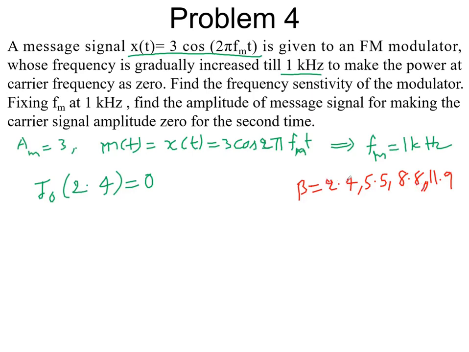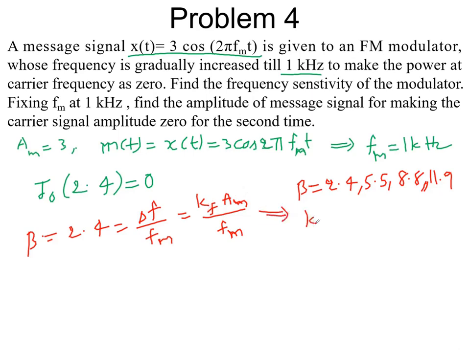Now, the power at the carrier frequency will be 0 whenever your beta becomes 2.4. Beta is the ratio of the frequency deviation to the message frequency. Frequency deviation means kf times the amplitude of the message. You know the message frequency and the amplitude of the message, so can you determine your kf from here? You can arrive at your kf like this.